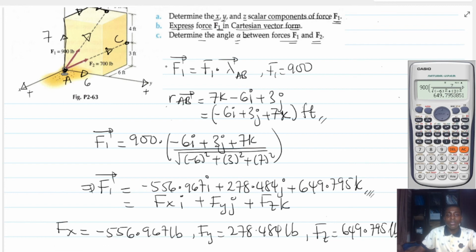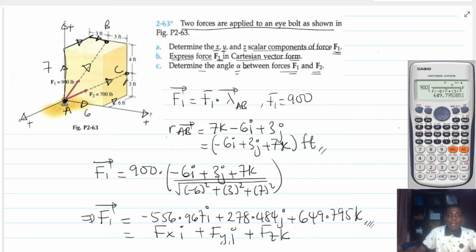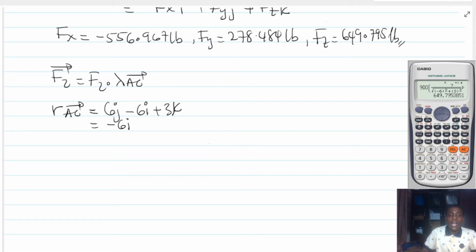Now from here, I will do a distance here, and that is also 6, but it's going to be against the x direction. So minus 6i. And finally, I will have to climb up in this direction, positive, and it's 3. So that is going to be plus 3k. If I rearrange, it's going to be minus 6i plus 6j plus 3k, and this is in feet. All right, so I've been able to do this.